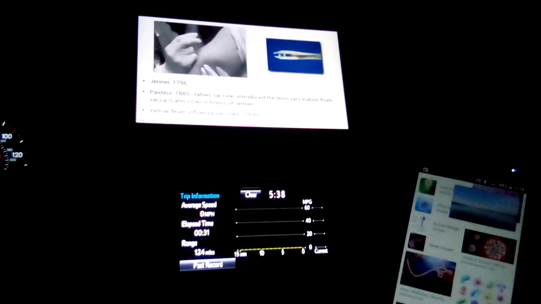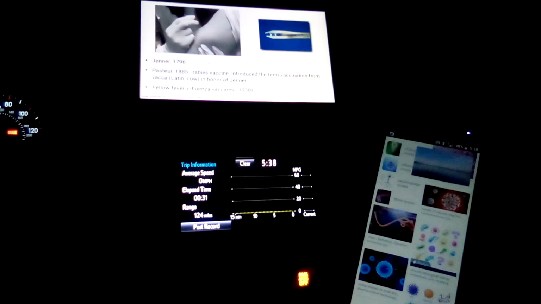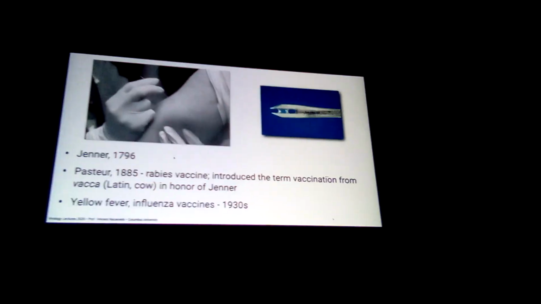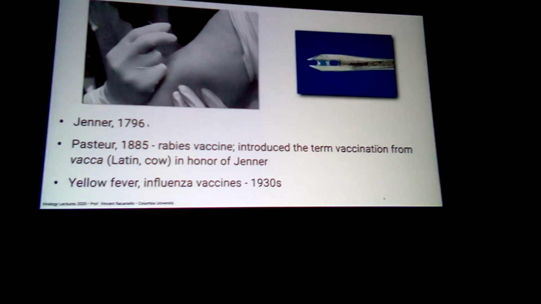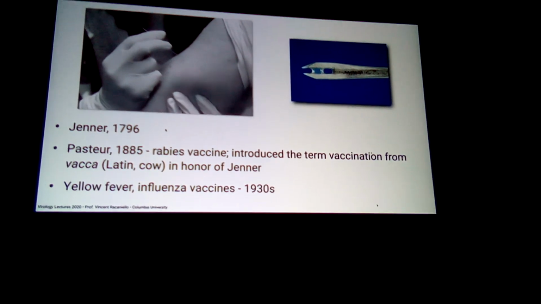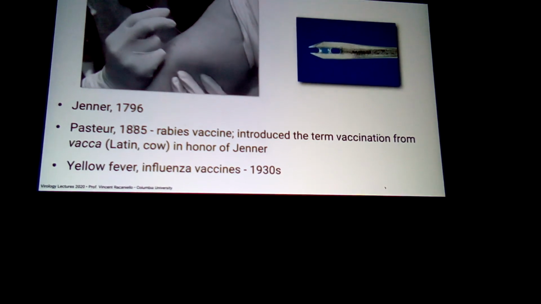He inoculated a young boy with it, and then 2 weeks later, he challenged the boy with smallpox, which was just a pustule from a smallpox patient. Didn't know anything about virus. And the boy was protected. Good thing he waited 2 weeks. From that point on, his vaccine began to be distributed globally in many different countries.